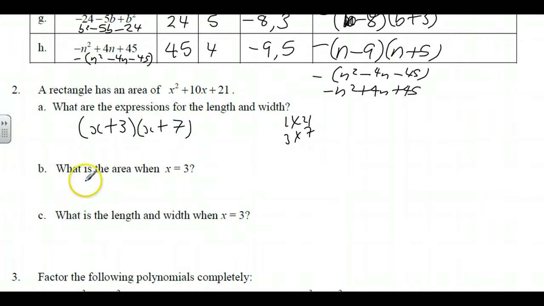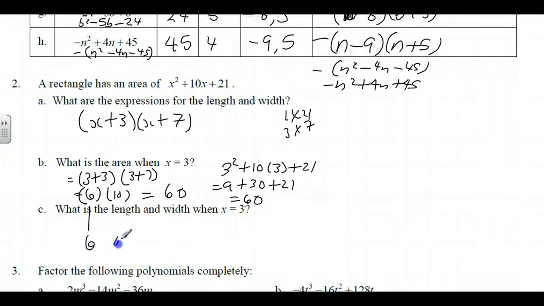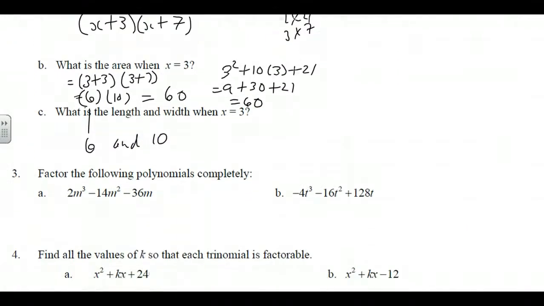What's the area when x equals 3? So we substitute 3 in, which is 6 times 10, which is 60. What is the length and the width when, oh, I guess the area, sorry, should have gone in here. So 3 squared plus 10 times 3 plus 21 is 9 plus 30 plus 21 is 60. What's the length and the width? Okay, so 6 and 10. So my bad. I just got to watch your order.